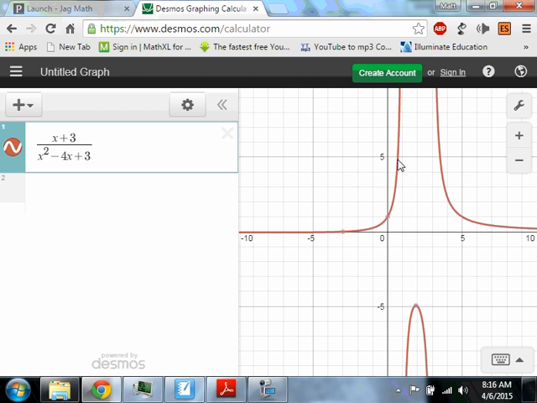Well, let's click on the graph and see what happens. Let's click on the graph and let's see, is x ever going to equal 1? It doesn't look like it. Is x ever going to equal 1? Or is x ever going to get to 3? No. Okay. So that graph does in fact have a vertical asymptote when x equals 1 and when x equals 3.